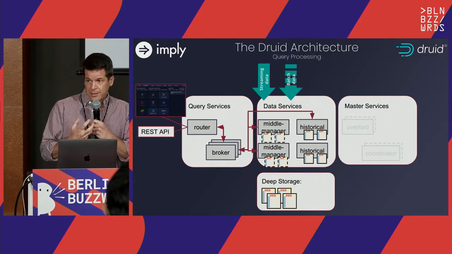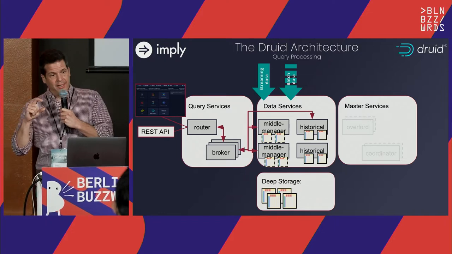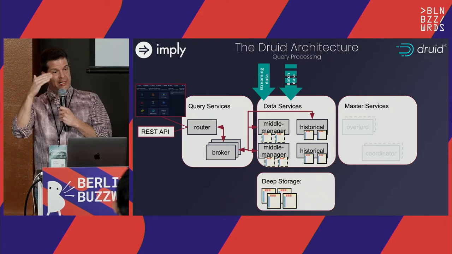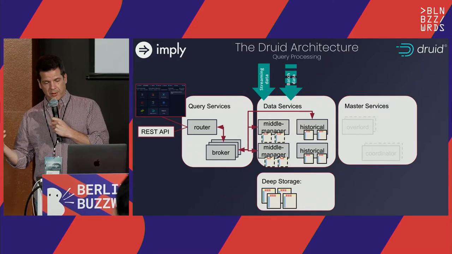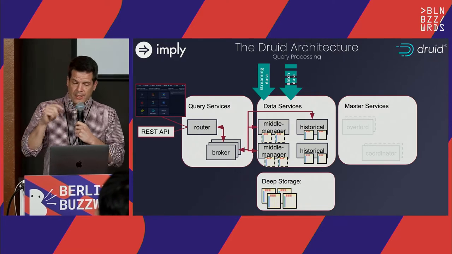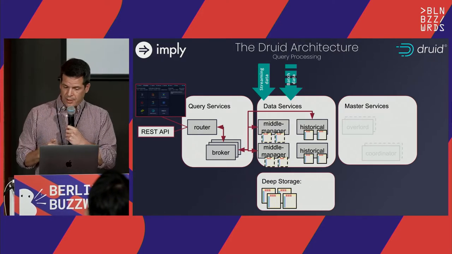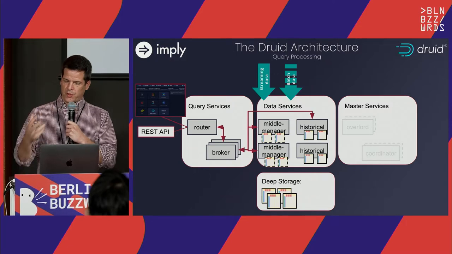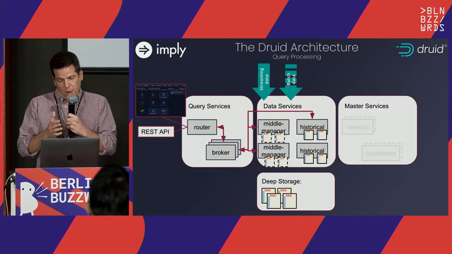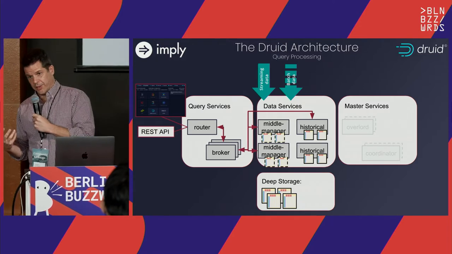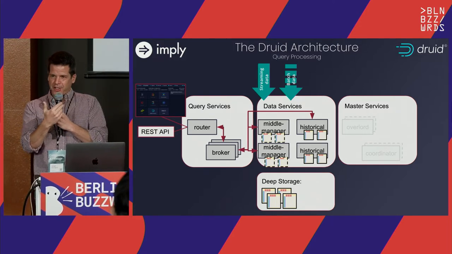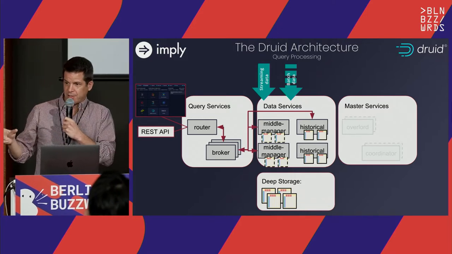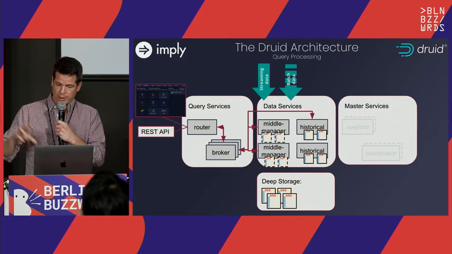The broker plans the execution of the query. And it knows also which portion of the data is real time, so which portion is in memory inside the middle managers, and which portions of the data are in the historicals. So it submits individual subtasks to each of these middle managers or to the historicals to resolve the queries. And so this is how it delivers both on real time, the portion of data that you're consuming in real time, and the portions of the data that have already been consumed and put into the historicals.